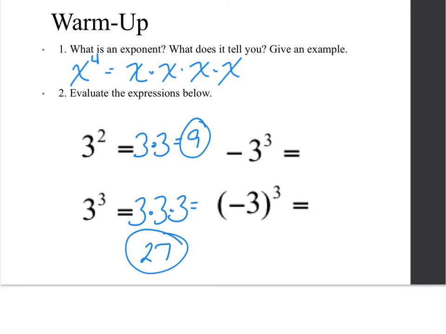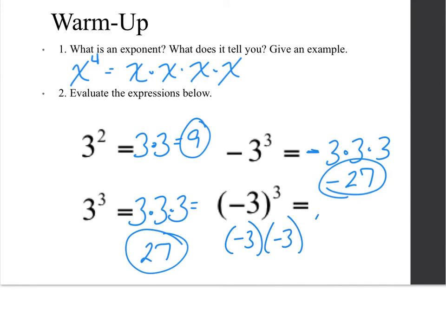Now, if we involve negatives, as we did in this case, we need to remember that this only affects what's directly in front of it. So the only thing being cubed is this 3. So we have negative 3 times 3 times 3, which is negative 27. Now the following example is slightly different because what's directly in front of this 3 is a parenthesis. So it's going to affect everything that's inside the parenthesis. So in this case, we have negative 3 times negative 3 times negative 3, which is negative 27.